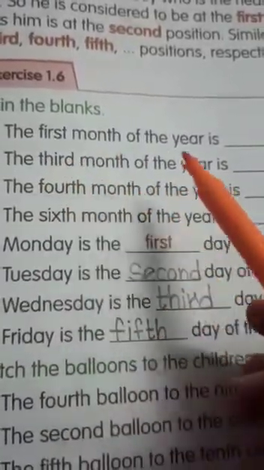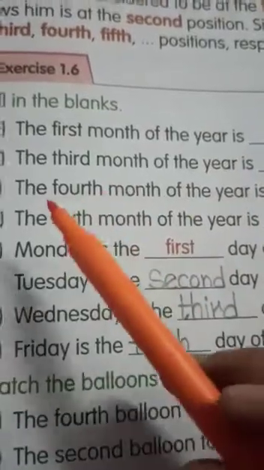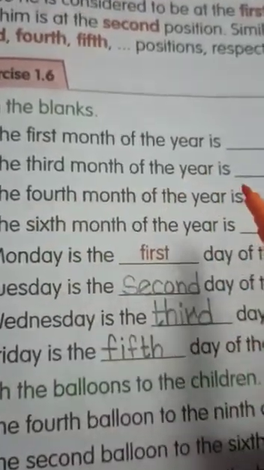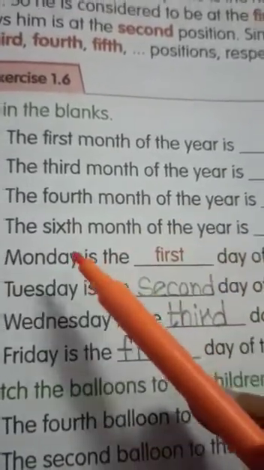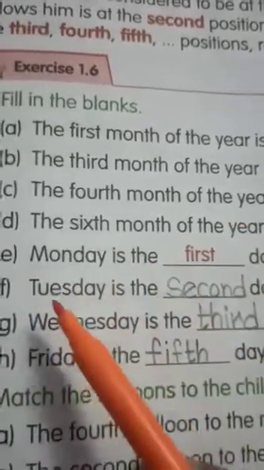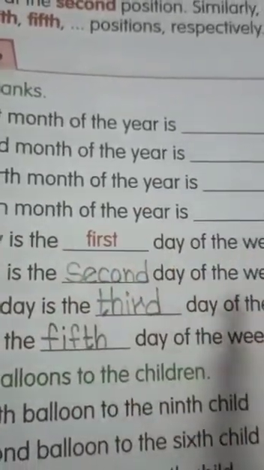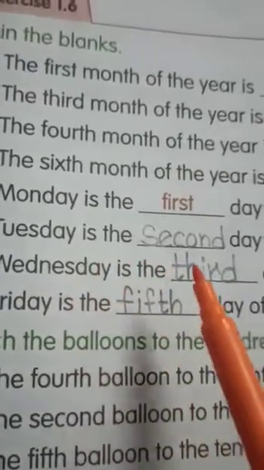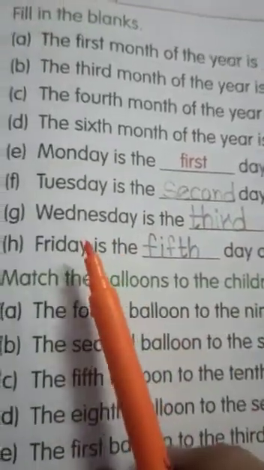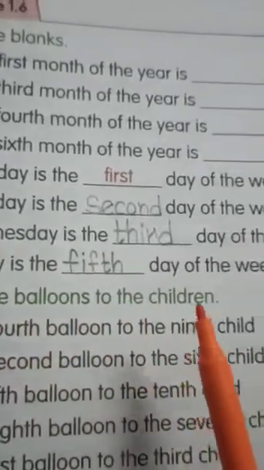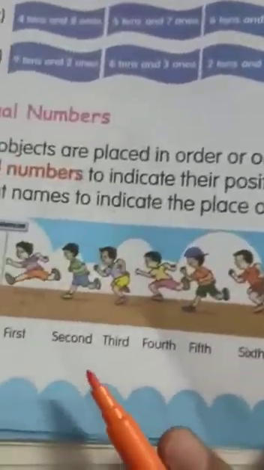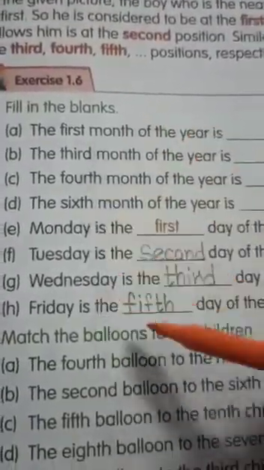Now the first month of the year is January, the third month of the year is March, the fourth month of the year is April, and the sixth month of the year is June. Monday is the first day of the week. Tuesday is the second day of the week, and Wednesday is the third day of the week. Friday is the fifth day of the week. So children, practice the ordinal numbers and be perfect in all this.